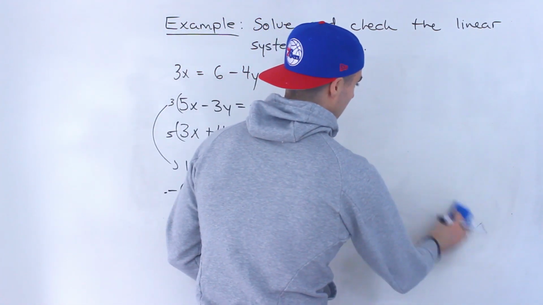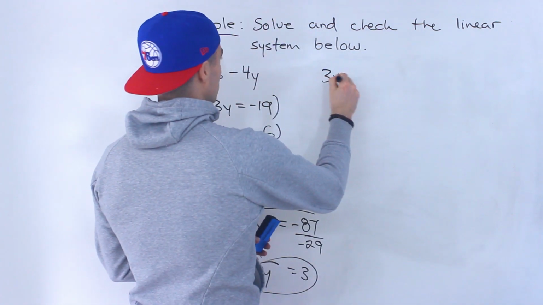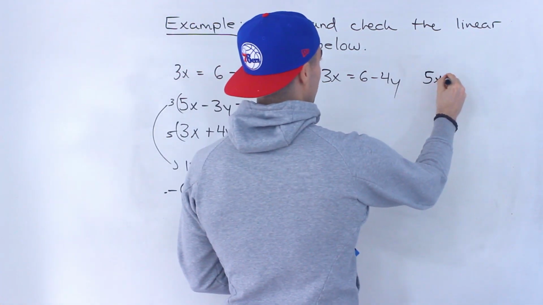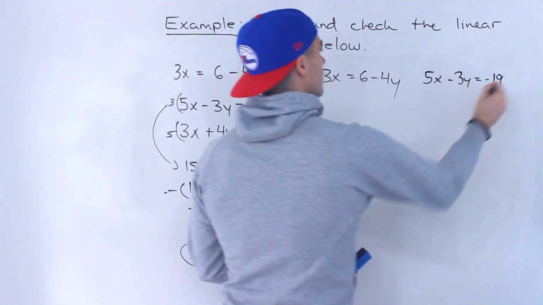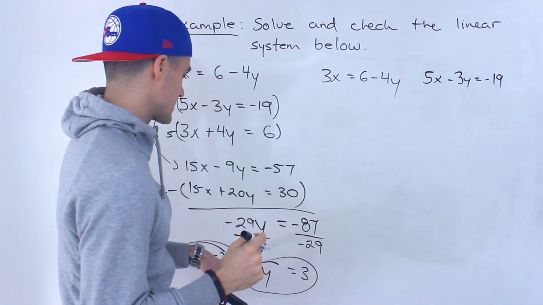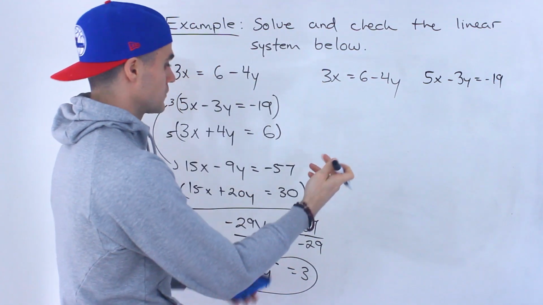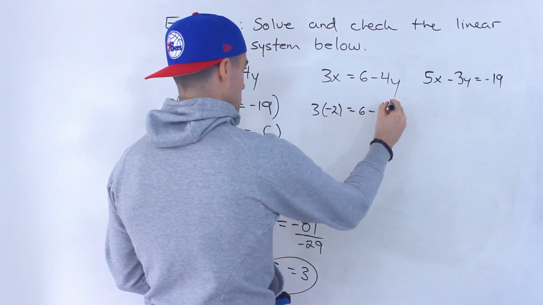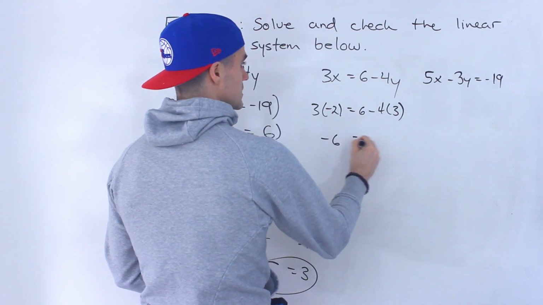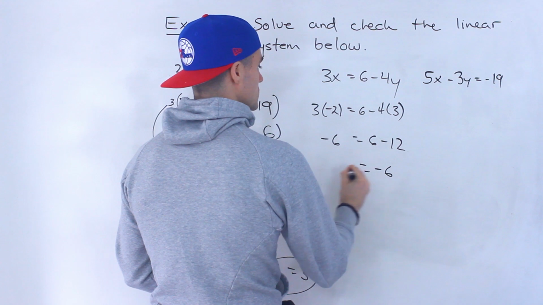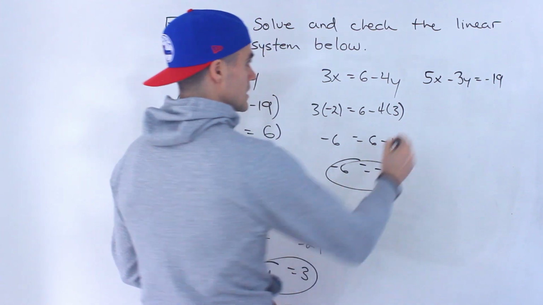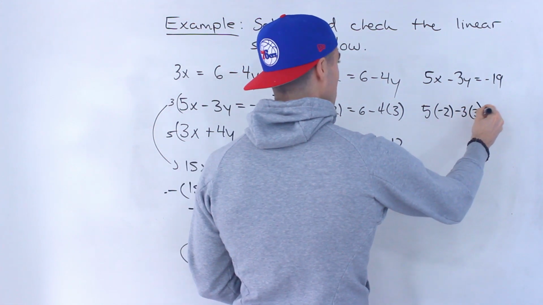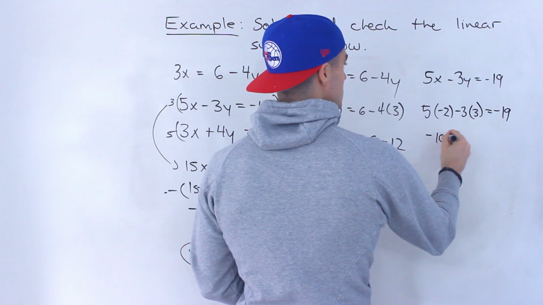Now, if we're to check our solution, what we would do is write both lines like that. And all we have to do is plug in x equals negative 2, y equals 3, and make sure the left side equals the right side. So we would have 3 times negative 2 equals 6 minus 4 times 3. This would be negative 6, and 6 minus 12. Notice we do indeed get negative 6 on both sides. And over here we'd have 5 times negative 2 minus 3 times 3 equals negative 19. We'd have negative 10 minus 9.